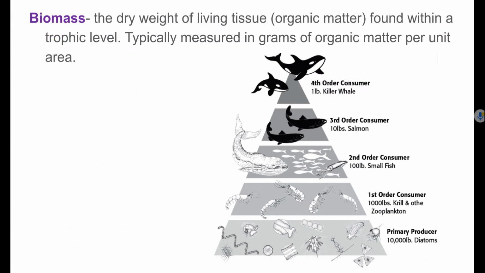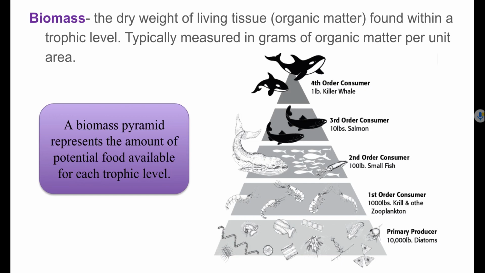There is another type of pyramid I'll mention. It doesn't show the amount of energy at each trophic level. Instead, it shows biomass at each trophic level. And biomass is the dry weight of living tissue found within a trophic level. This is measured in grams of organic matter per unit area. A biomass pyramid is useful because it shows the amount of potential food available for each trophic level.